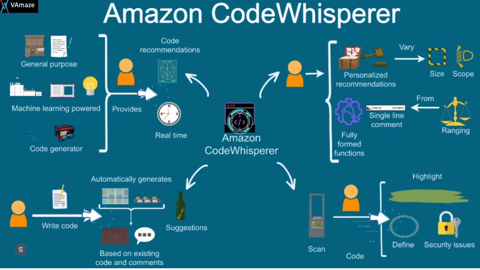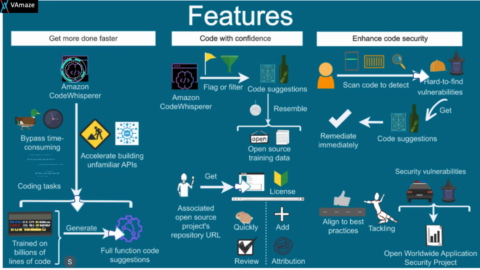Features. Get more done faster. CodeWhisperer is trained on billions of lines of code and can generate full-function code suggestions. Bypass time-consuming coding tasks and accelerate building with unfamiliar APIs.